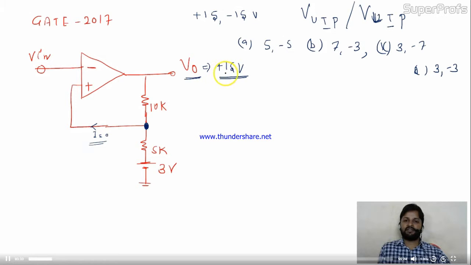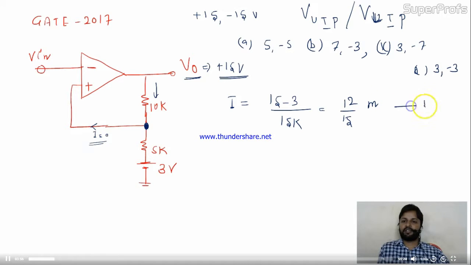In this circuit, if this is 15, what current will flow over here? I will be 15 minus 3 divided by 15K, if I am right. 10K, 5K, they are in series. The potential difference is 15 minus 3. So definitely it will be 12 by 15 milliamp. This is your current.